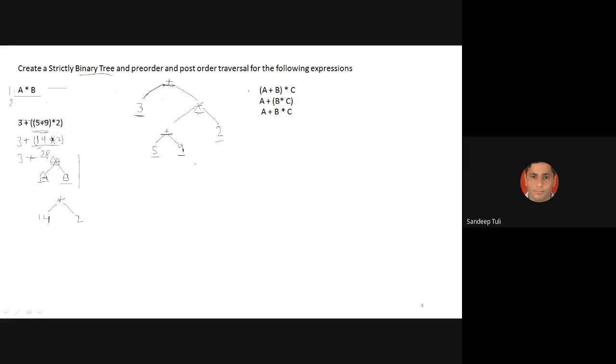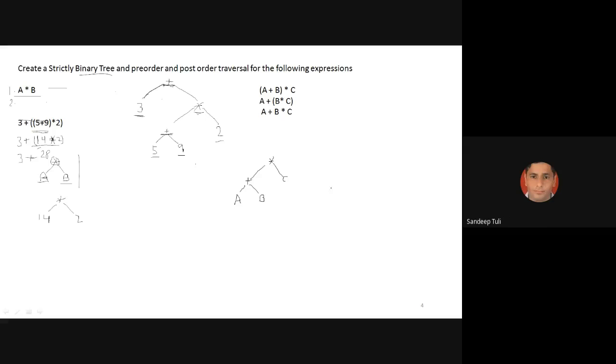So for the first one, a plus b in brackets and multiply c. What will the tree be? So first we will solve the bracket. In the bracket, the plus output is b. Yes, this is correct. Now we will join it with the multiplication operator, and the right child will be c.